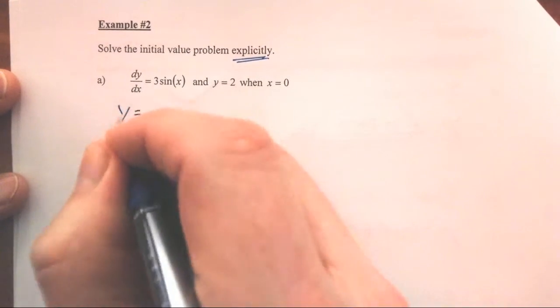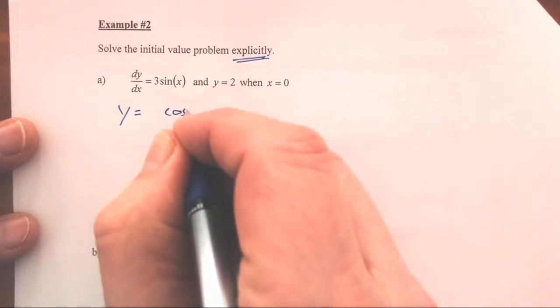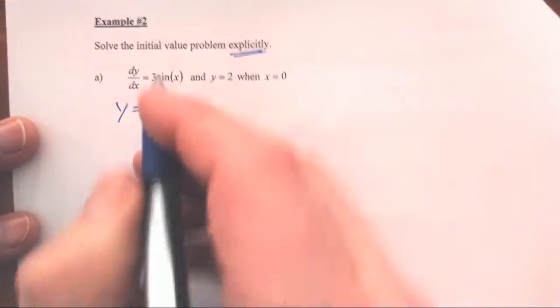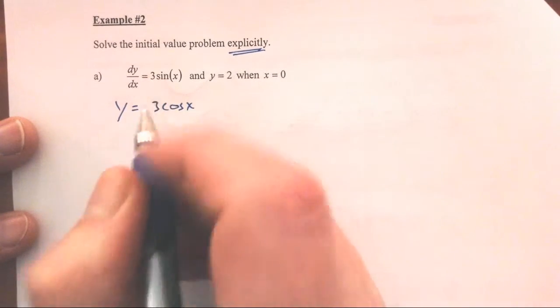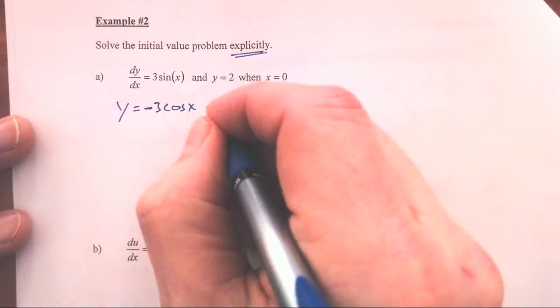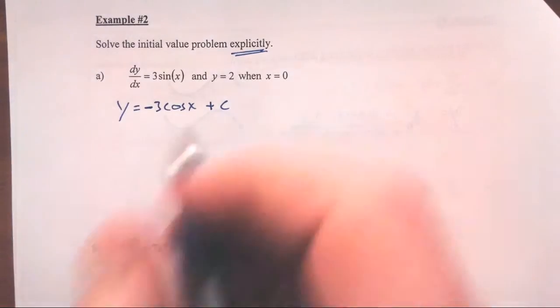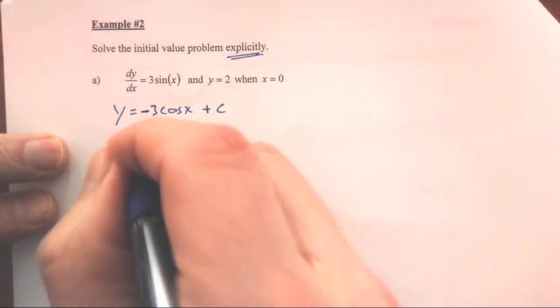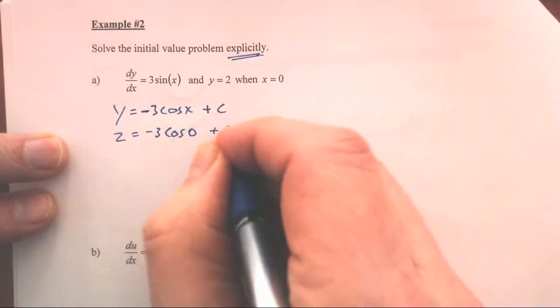We'd say, well, y equals, the derivative of cosine gets me the sine, but the derivative of cosine doesn't include the 3. I'm going to add it. And the derivative of cosine includes a negative, so I need to cancel that. And this would be plus c. But now this says y is 2 when x is 0.